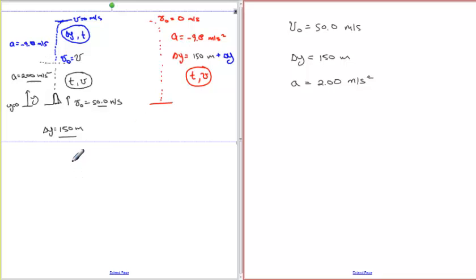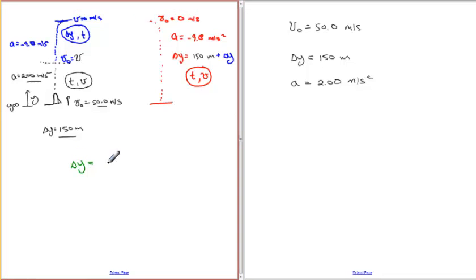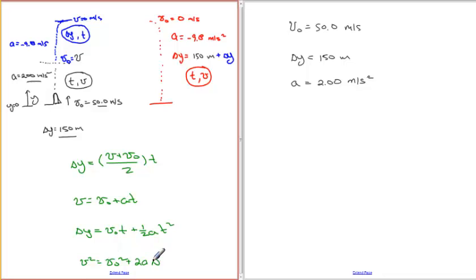So the equations are that delta y is equal to v plus v0 over 2 times time. V is equal to V0 plus AT. Delta Y is equal to V0T plus 1/2 AT squared, and V squared is equal to V0 squared plus 2A delta Y. So those are our four equations. Now we just have to play the game.